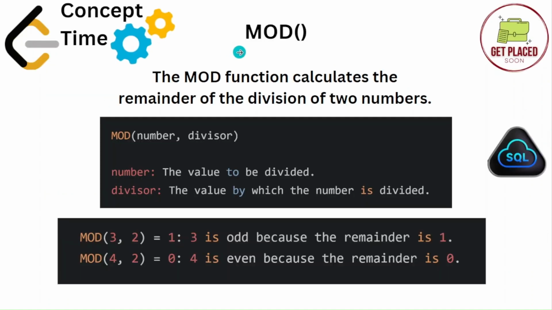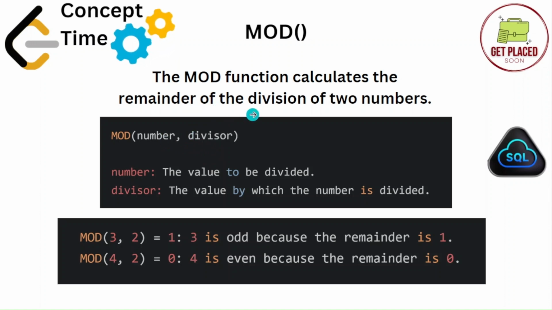Let me introduce you to the mod function. The mod function calculates the remainder of the division of two numbers. According to the syntax, you give two parameters. The first parameter is the number, the value to be divided, and the second parameter is the divisor, the value by which the number is divided. So the mod function calculates the remainder of the division.